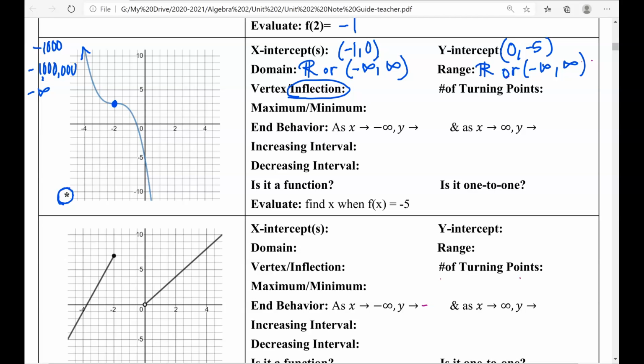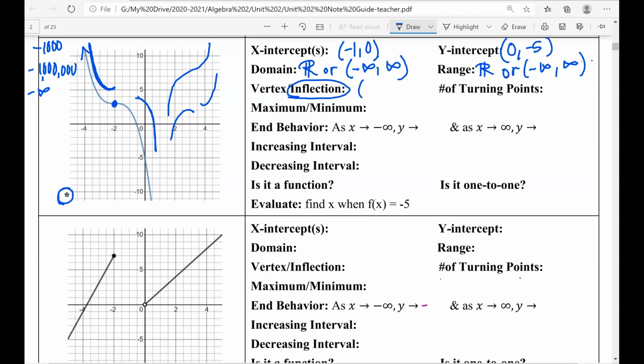Inflection point is when it changes from, look at this, opening up. So concavity means opening up to opening downward, or vice versa. Sometimes it will start with opening down and then change to opening up. So that's an inflection point. We can label it as (-2, 3). Again, inflection point is when it changes the concavity of the graph. It changes from opening up to down or vice versa.